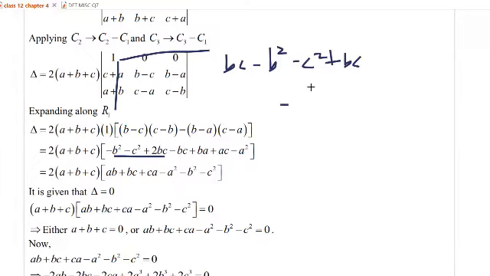So negative sign multiplying these elements. BC minus BA. Then BC minus BA, then minus AC plus A square, minus AC plus A square.